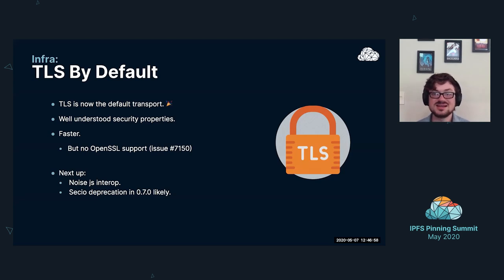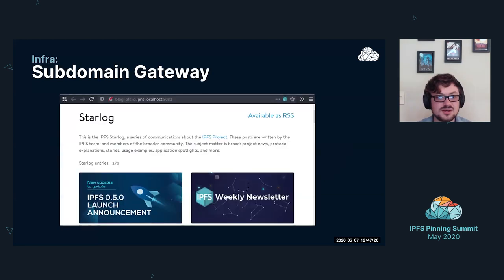This does mean that as people upgrade, you may see an increase in CPU usage because OpenSSL's RSA implementation is much better than Go's. And SecIO has OpenSSL support. So if you've been building SecIO with OpenSSL support, you may see some more CPU usage from TLS connections. Yeah, just a heads up.